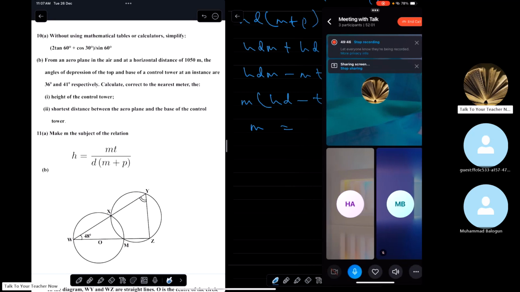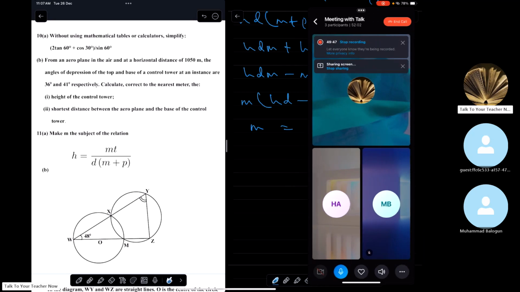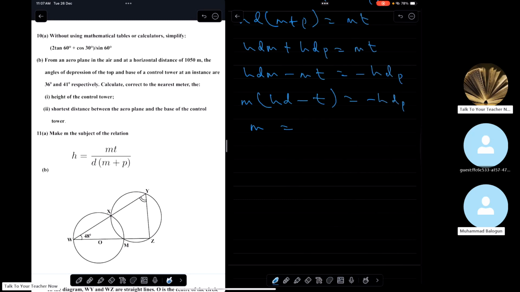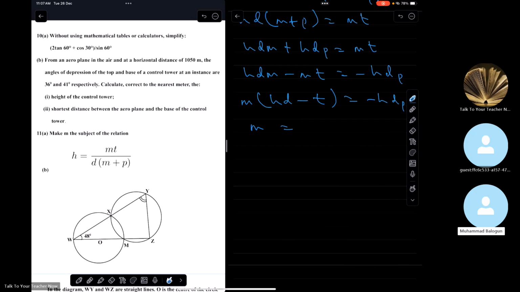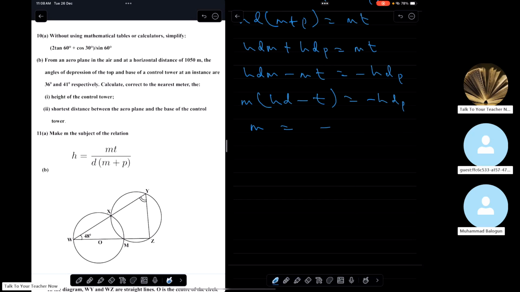You see, I don't like that we're just doing it without making sure that everybody's getting it. That will just make you a spectator when you're supposed to be learning in a class. Yes, so what is make M the subject? M equals minus HDP over HD minus T.